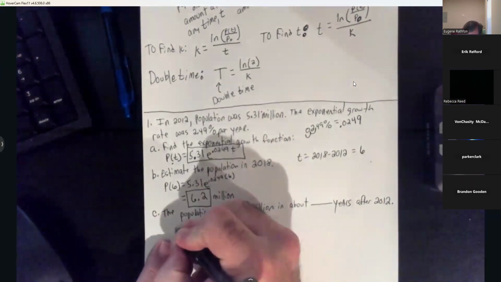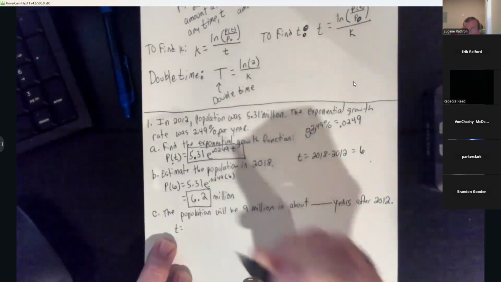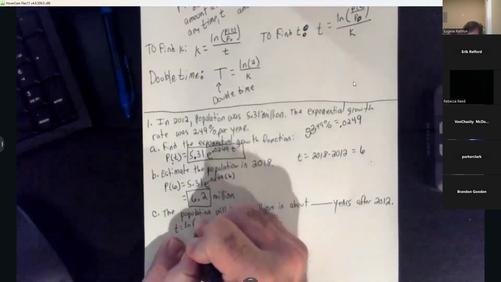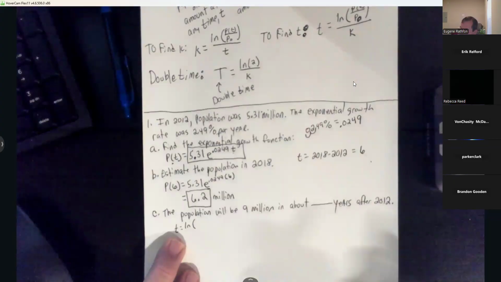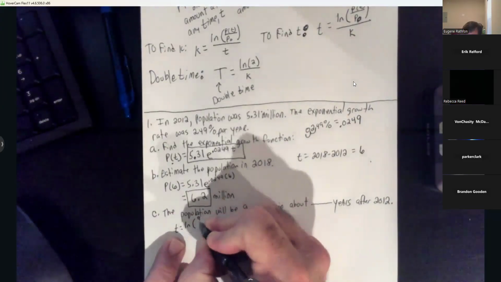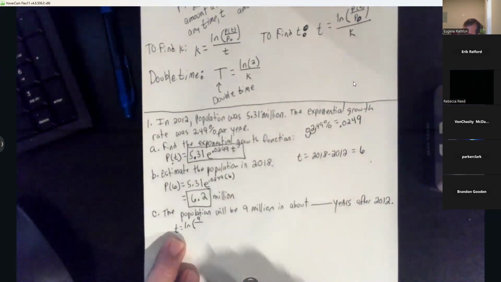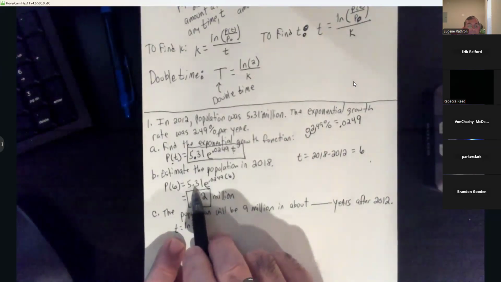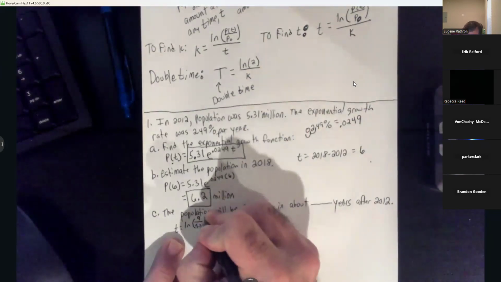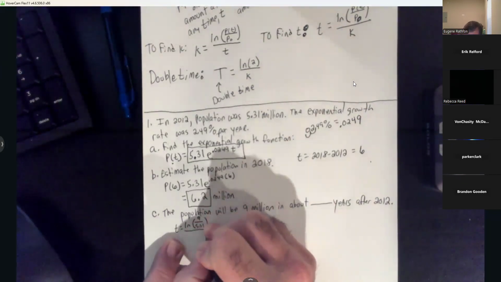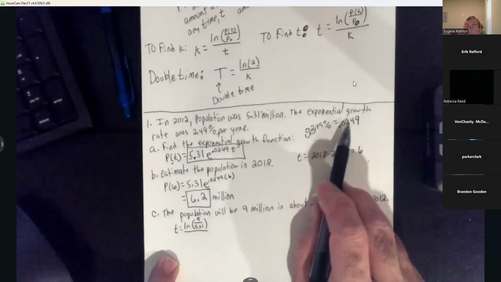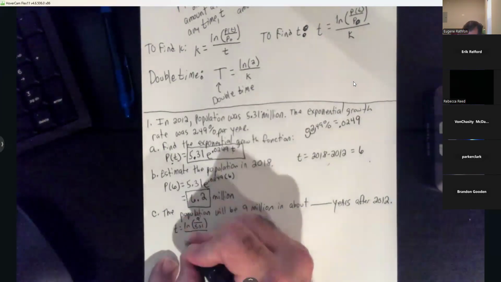So we're going to take our T is going to equal the LN. Our P of T is our ending amount, which was going to be 9 million. We divide that by our beginning amount, which is the 5.31. And then, y'all, that whole thing gets divided by K, which was 0.0249.